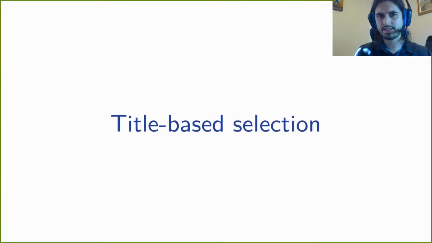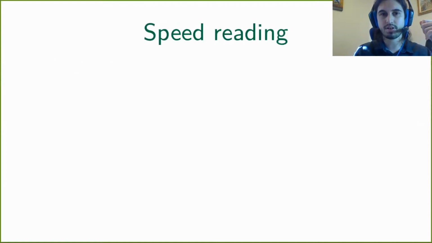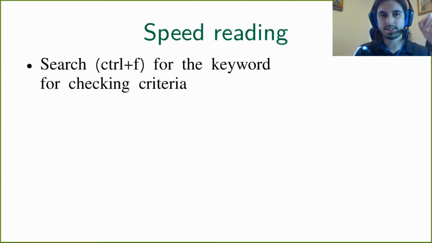In any review, there is also a phase for title-based selection, but for gray material, the problem is that titles many times are not accurate. They can also be misleading. Therefore, we recommend speed reading. You can search for the keyword in the document to check if it's really pertinent for your case.